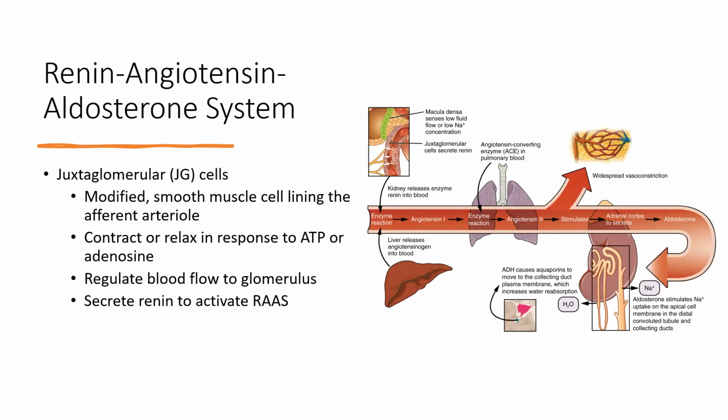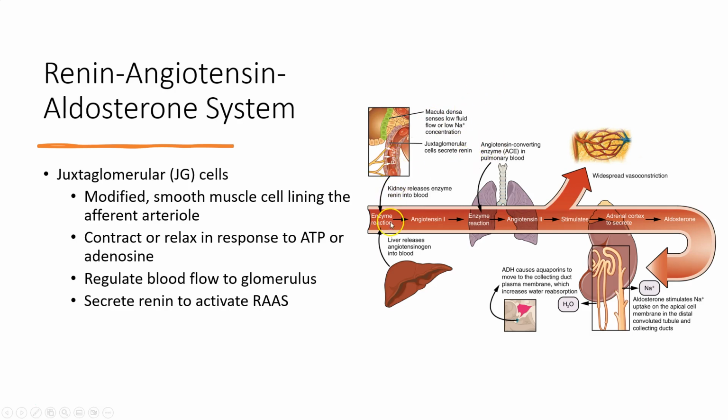Let's do a quick review of the renin-angiotensin-aldosterone system and see where the kidney plays a role. We have specialized cells within the kidney called juxtaglomerular or JG cells. These cells are modified smooth muscle cells that line the afferent arteriole. These cells can contract or relax in response to ATP or adenosine, and therefore they can regulate blood flow to the glomerulus. But their endocrine function includes secreting renin to activate the renin-angiotensin-aldosterone system.